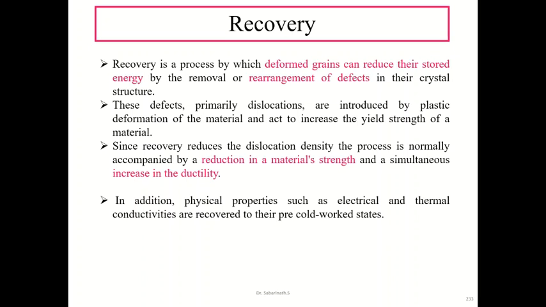In addition, physical properties such as electrical and thermal conductivities are recovered to their pre-cold work states. So the process results in the restoration of the physical properties. In recovery, there is a relief of some of the internal strain energy of a previously cold worked material. So that is the recovery stage.